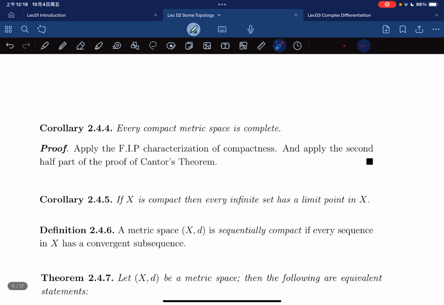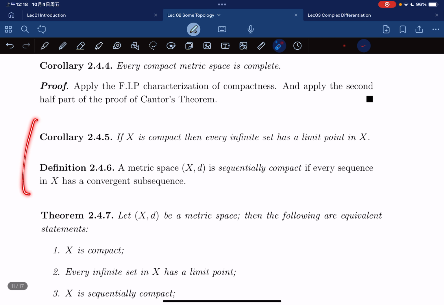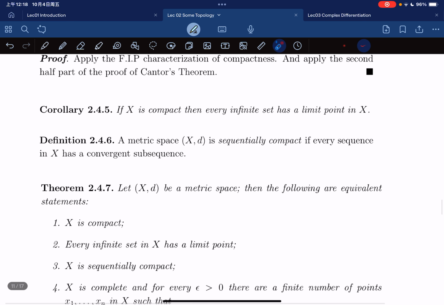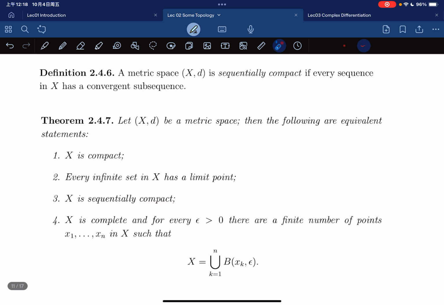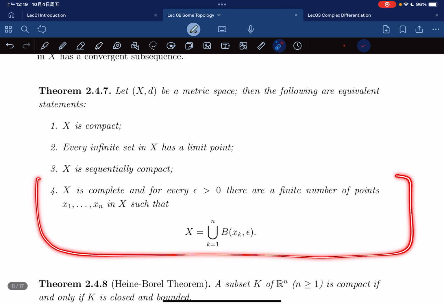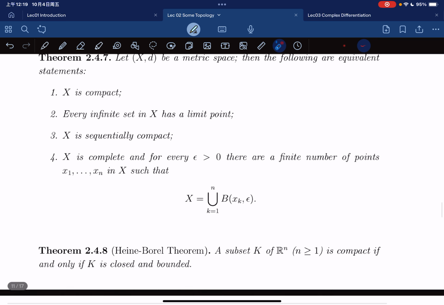Okay, so if X is compact then every infinite set has a limit point, so we have a key theorem about compact sets, which is this one. I'll just assume that you already know. A space is compact if it's limit point compact, if it's sequentially compact, and also if it is complete and totally bounded. Okay. So this is some knowledge that you should know. You can find the proof of it in my general topology series.